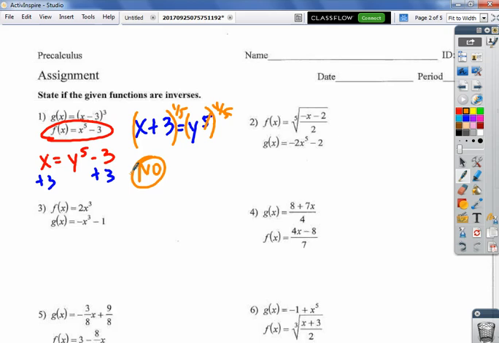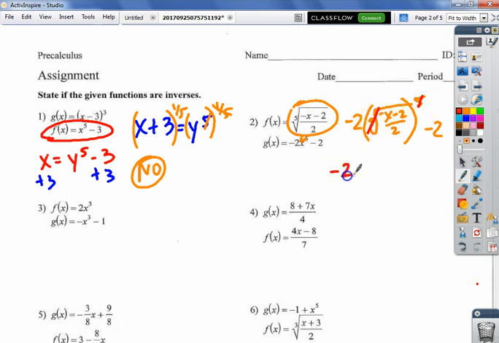Now number 2 is actually kind of fun, I believe, because instead of flipping x and y, let's try plugging in. So what if I take all of this and plug it into this? Let's give it a shot. So now I have negative 2 times the 5th root of negative x minus 2 over 2, all to the 5th power, minus 2. Now what's nice about this one is when I do it, guess what? The 5 and the 5th power cancel out.